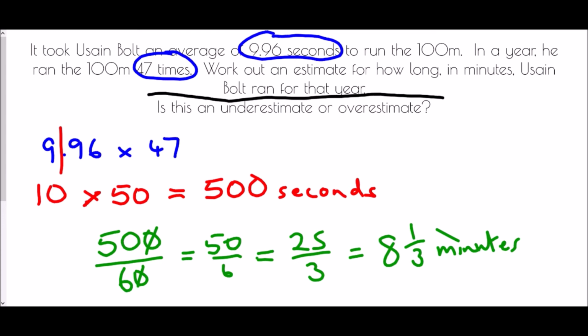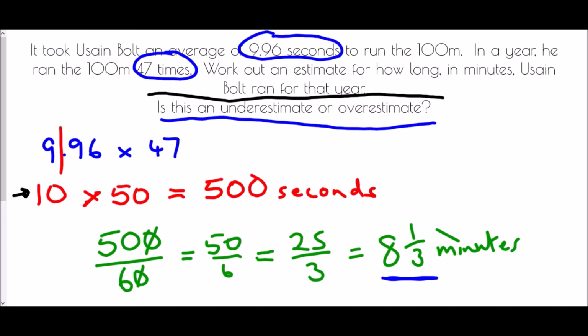And so actually in those 47 races, he was only running for about 8 minutes in that time. But the question is, is this an underestimate or an overestimate? Is this number smaller than the real answer, or higher than the real answer? Well, it all comes down to what we did at the rounding stage.